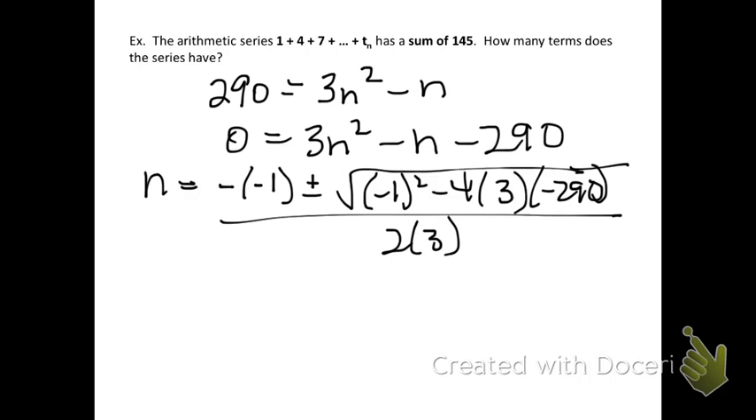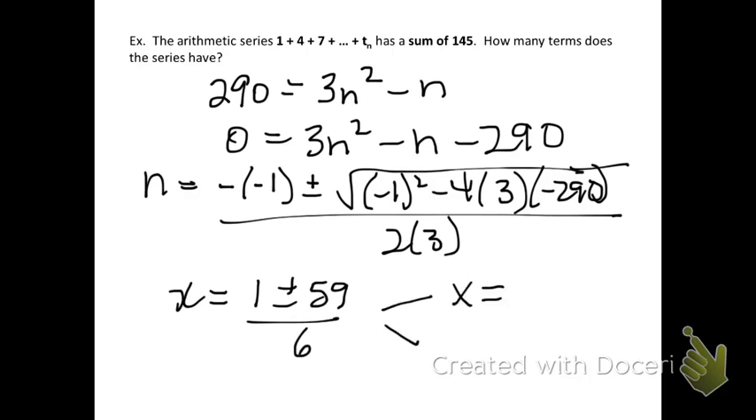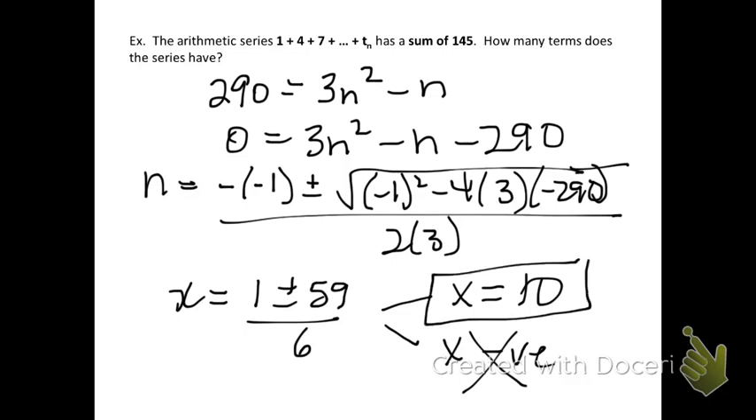What we're going to end up with is x is equal to 1 plus or minus 59, all over 6. There are two possible answers, so either x is going to be equal to 60 divided by 6, which is 10, or x is going to be some negative value, and that is not a valid solution for this. So our answer will be x equals 10.